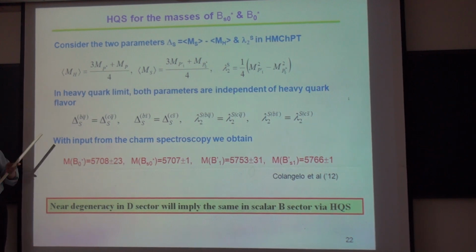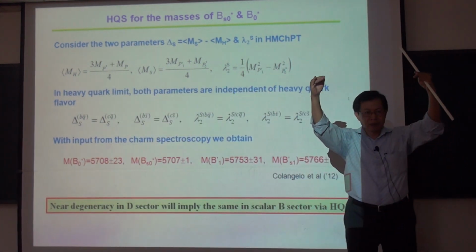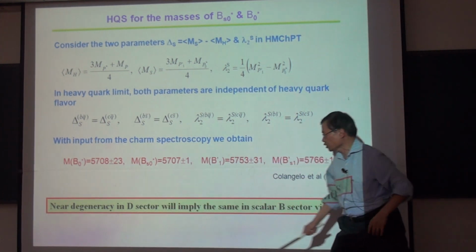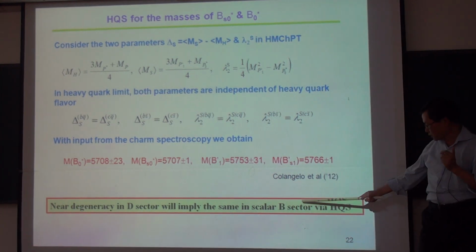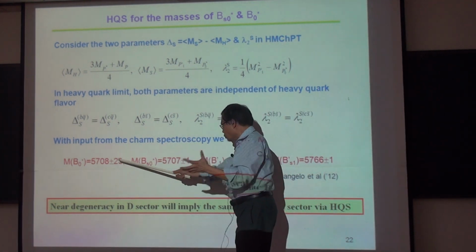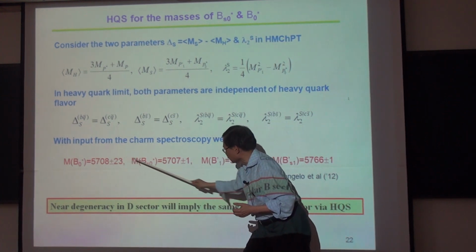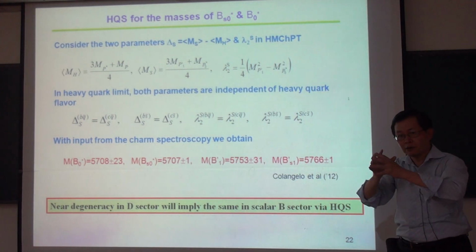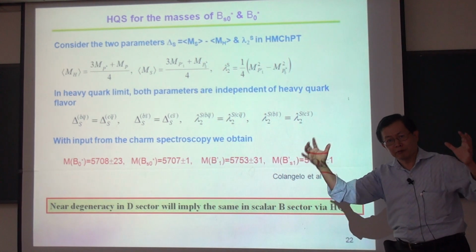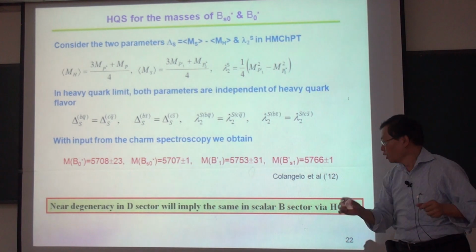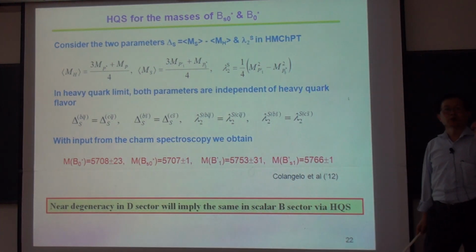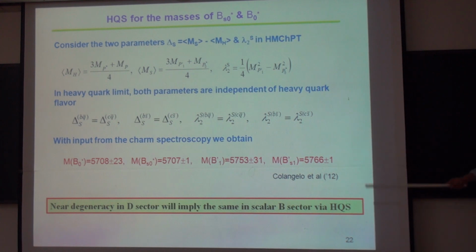So you see that in the charm sector, there's a near degeneracy. This near degeneracy will transform also into the meson sector. So the near degeneracy observed in the charm sector will also imply the same in the scalar meson sector. So you see the mass is almost degenerate. You may ask why the error bar is so large here but very small here. The reason is that in the charm sector, the D0 star decay width is very broad, so experimentally it's very, very difficult to identify. So the error bar of the mass is very large. The large error bar just reflects the experimental difficulty to identify the decay width of the non-strange scalar meson. Now, this is true in the heavy quark limit.